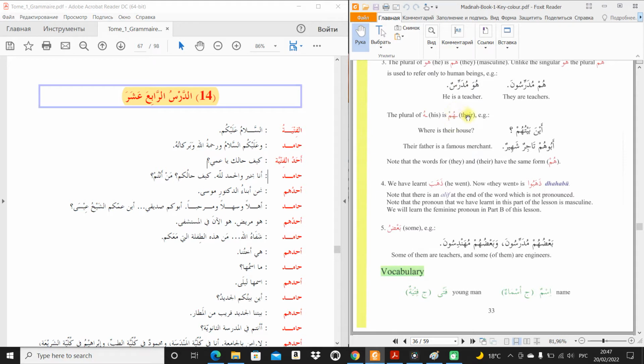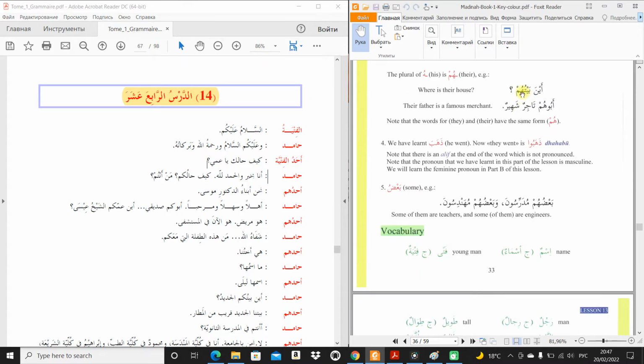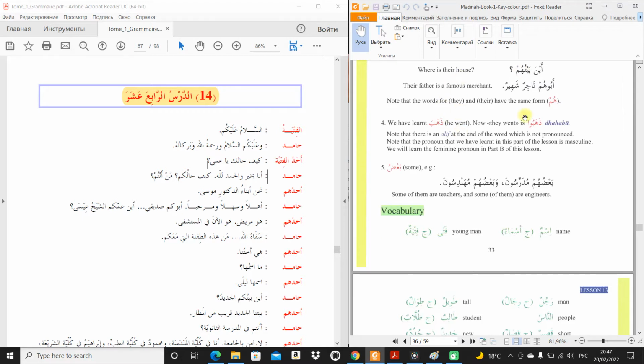And hum, it means their, and we learned that it's added at the end of the word. That's how it is with all the, how's it called, possessive pronouns. That's how it works with all the possessive pronouns in the English language. They are added at the end of the word, like baytun, house, baytuhum, their house, baytuha, her house, baytuhu, his house, and so on and so forth. And also we learned a new form of the verb, which is ذهبوا.